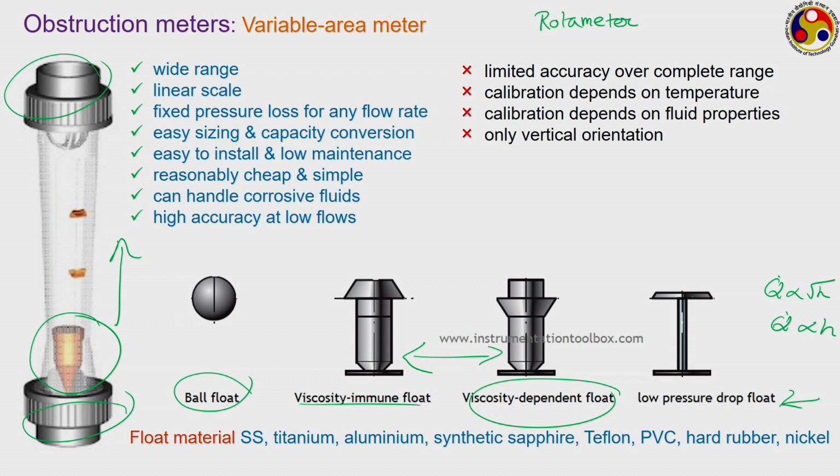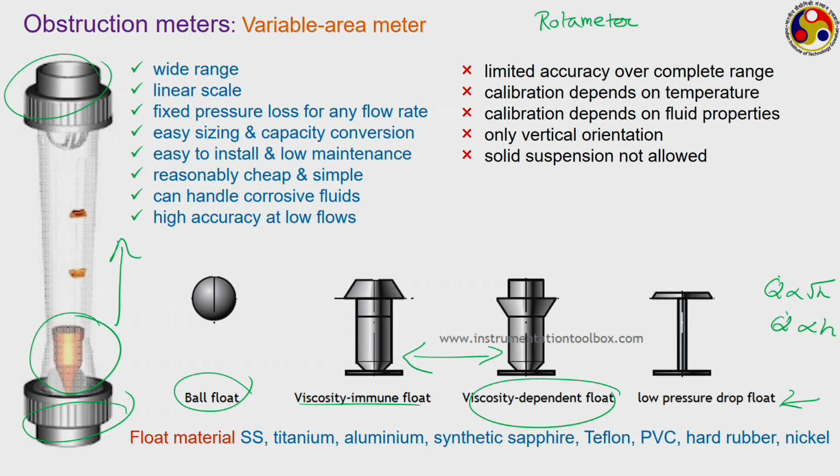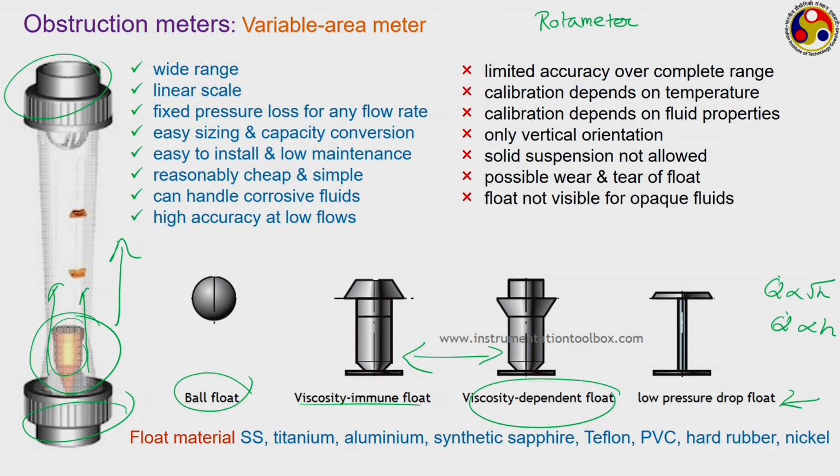They can be used only in vertical orientation, like an orifice meter can be used only in horizontal orientation. However, a venturimeter can be used in any possible orientation. Solid suspension is not allowed, because as the float is there, fluid has to find a way past the float, and if there is some kind of solid suspension, that may not be able to pass through the small annular gap, rather that will block the flow. So, solid suspensions are not allowed, and there can be possible wear and tear of the float itself, particularly when there are dirty fluids to deal with.